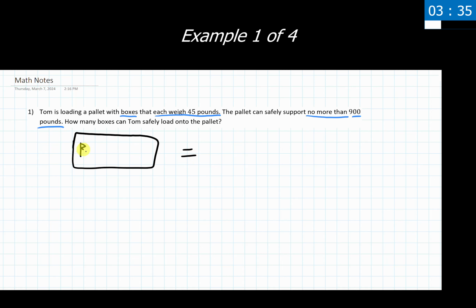So let's say we have on one side, this is the box weight. And we have that equal to, what would be on the other side that we could potentially be using? Let's say the pallet weight.